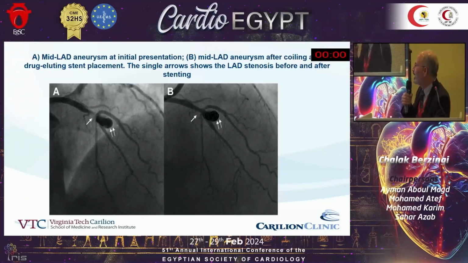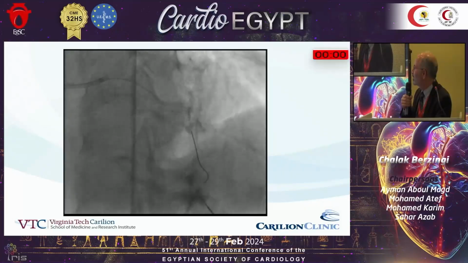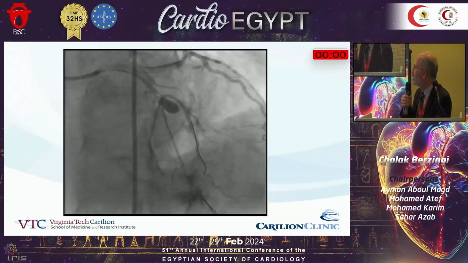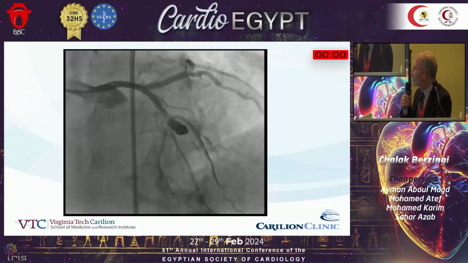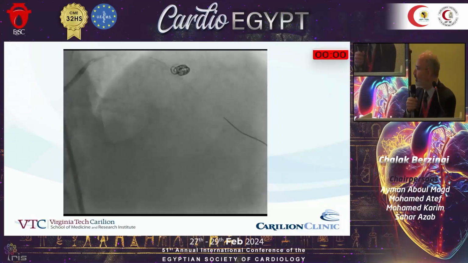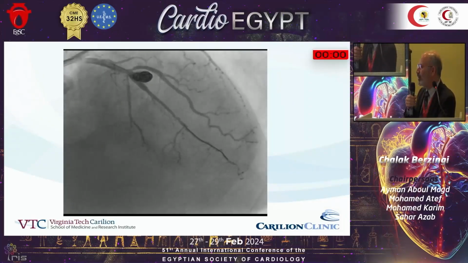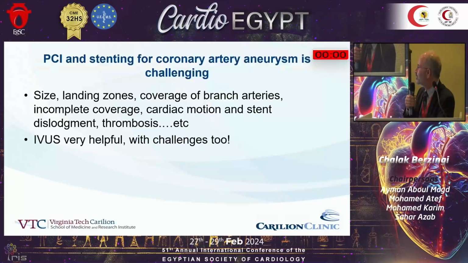This is an LAD aneurysm. It also underwent PCI with wiring of both the LAD and the diagonal, with coil isolation of the aneurysm. So you wire both vessels, pass a microcatheter into the aneurysm, deploy the coil, and then you stent across it to isolate it. You don't use a stent graft here because you would be sacrificing two big branches. So not every anatomy is treated similarly.